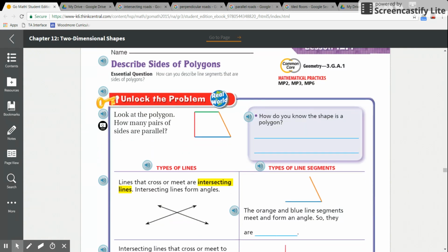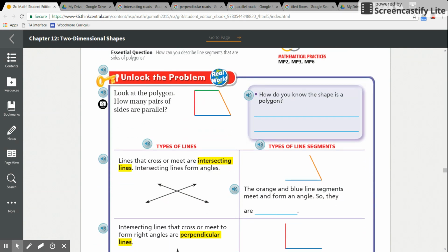We'll touch you today. Unlock the problem. Look at the polygon and how many pairs of sides are parallel. So you're going to learn some words today that maybe you don't know, and parallel is one of them.